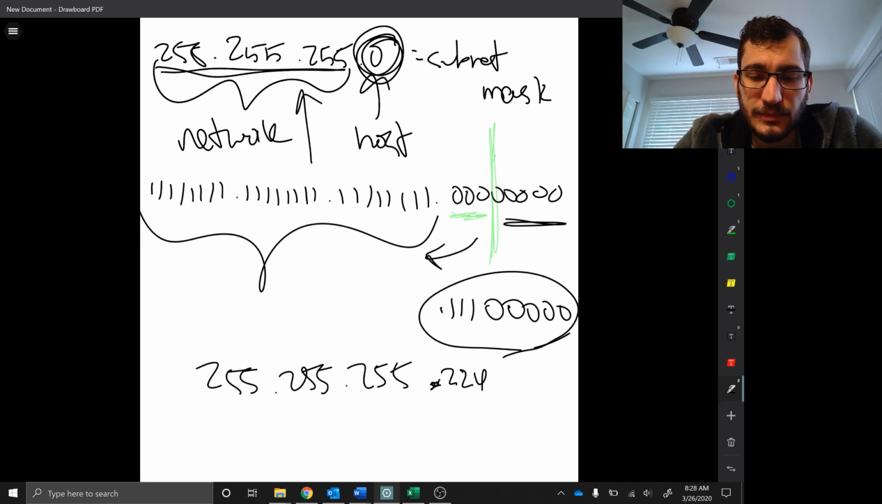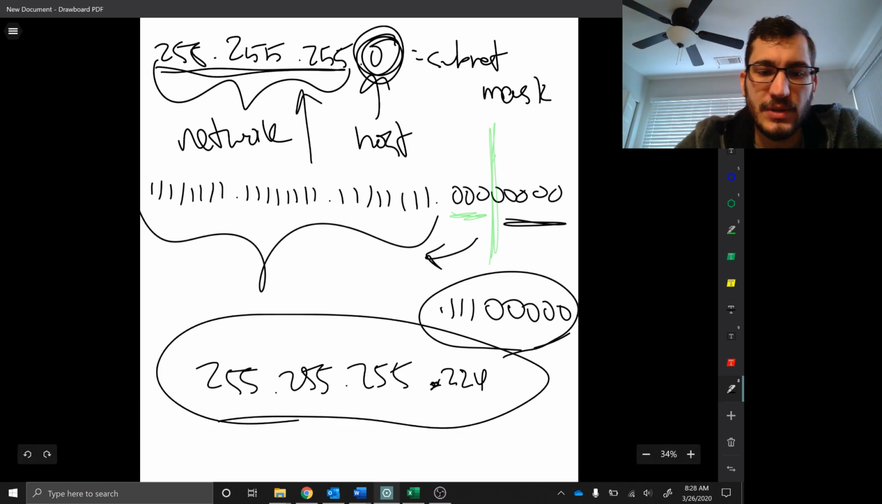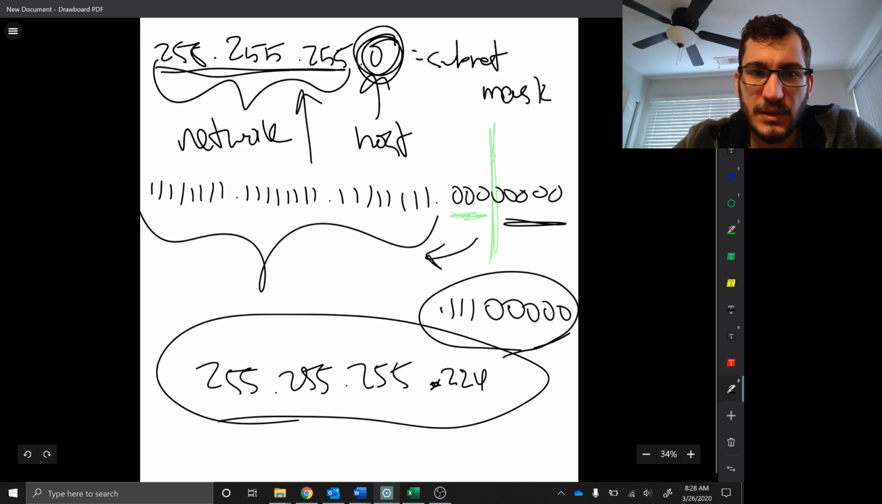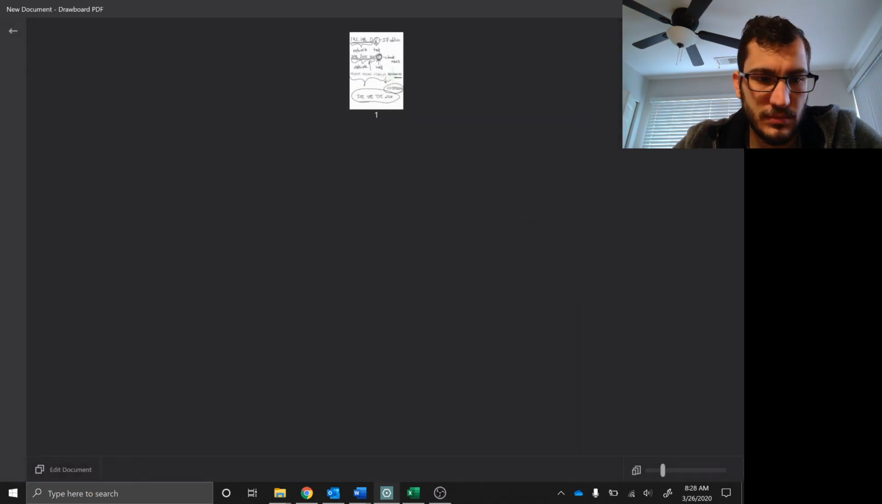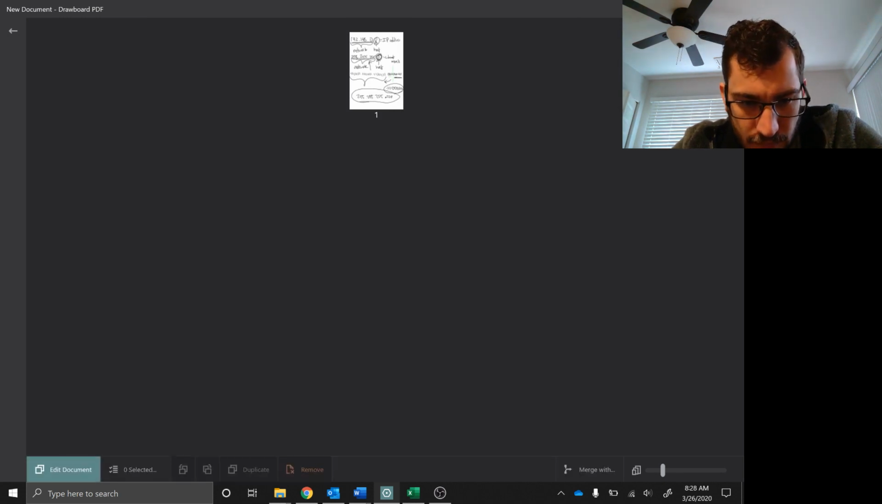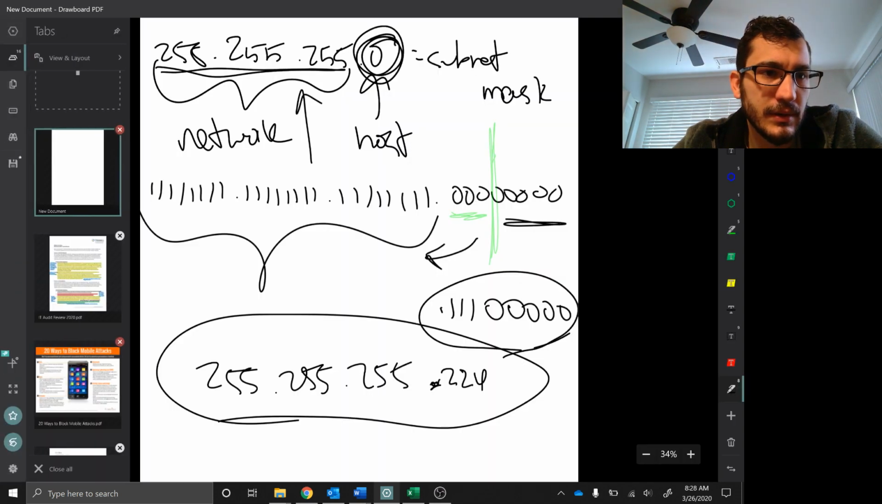Now, how many subnets are in this? That is, what does this subnet mask mean in terms of how many actual subnets there are? I want more pages. Oops. All right, hang on. Let me go back.